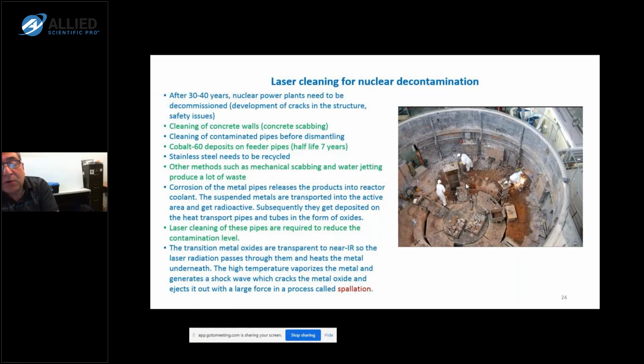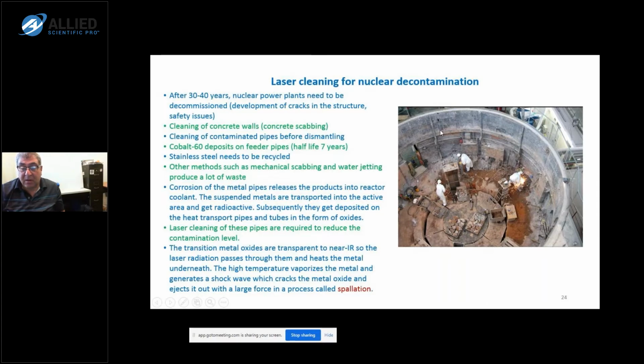In Canada, we don't use coal for generation of electricity. And in Ontario, 60% of our electricity is generated by nuclear power plants, fission plants. And these plants, and this is one of them, they typically have a lifetime of 30 to 40 years. After that, they develop cracks in the structure, and they need to be dismantled.